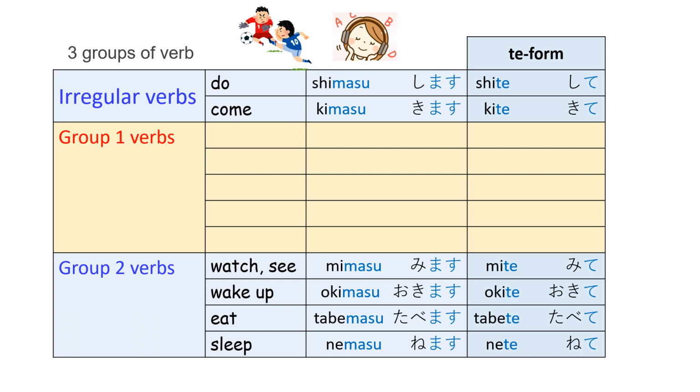Just take masu away from the masu form and add te to the core part of each verb. So, for example, the te form of the verb to do, shimasu, is shite. To come, kimasu, kite. To watch and see, mimasu, mite. Wake up, okimasu, okite. Eat, tabemasu, tabete. Sleep, nemasu, nete, and so on.